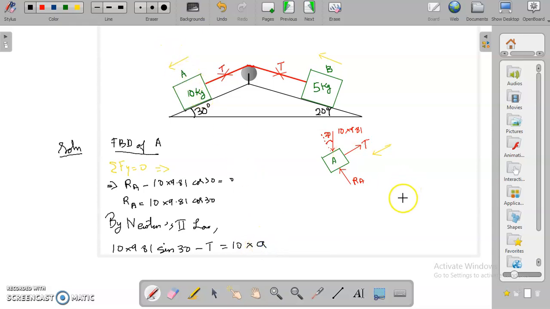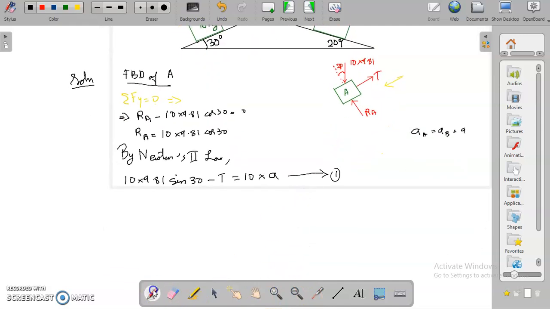Here the acceleration of A and the acceleration of B are the same, because whatever distance A is moving, that same distance B is also moving, since they are connected by a string. So the velocities are the same and also the accelerations are the same. Let it be a in general. So we can write like this. Let this be equation number 1. Now considering the free body diagram of B.